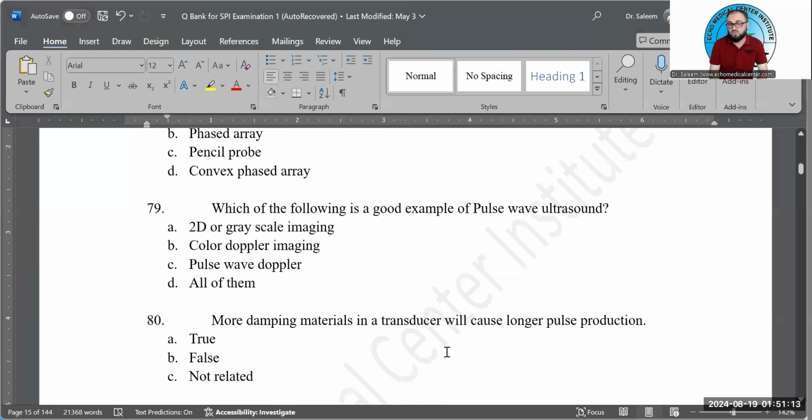True or false: do you think more damping material in a transducer will cause longer pulse duration? Or let me make this question simpler. When you have more damping material or backing material in the transducer, it will give you a longer SPL, the spatial pulse length will be longer. Is that true or false? Yes, you're right. That's false. That's not true. B is the correct answer.